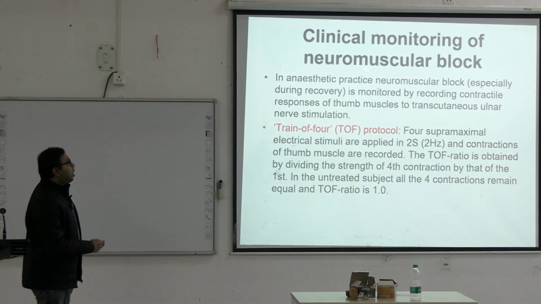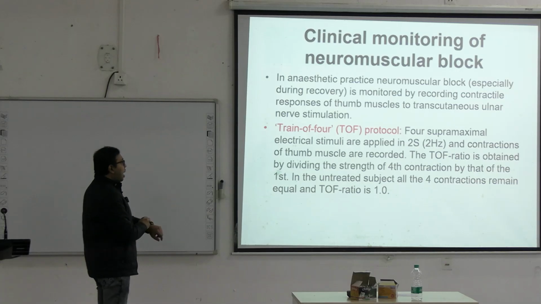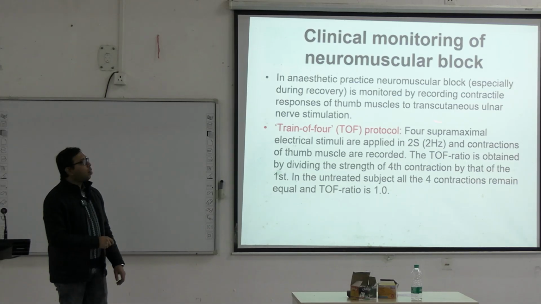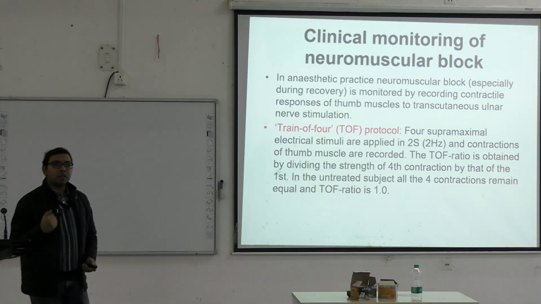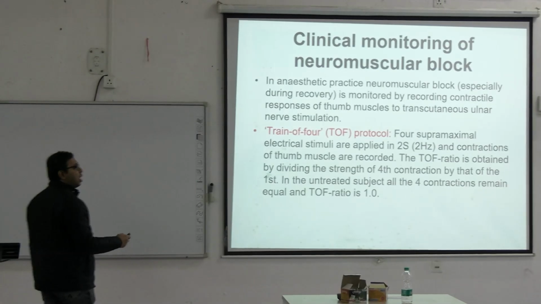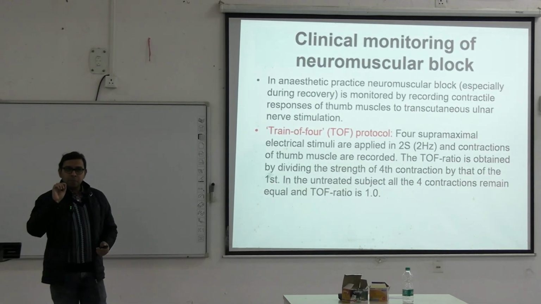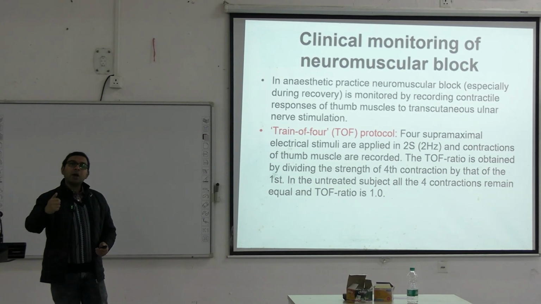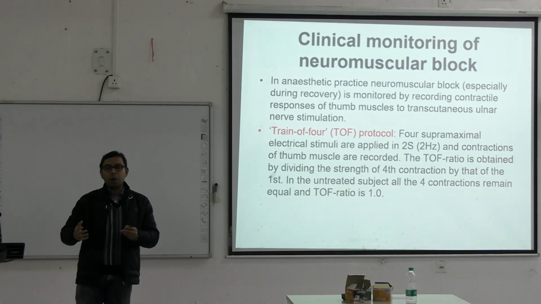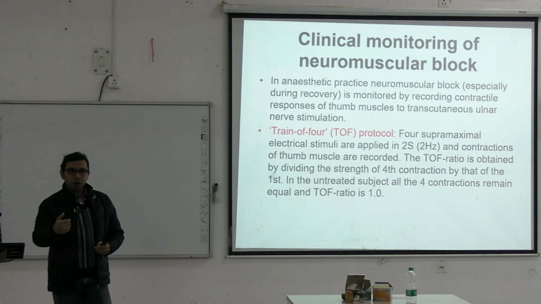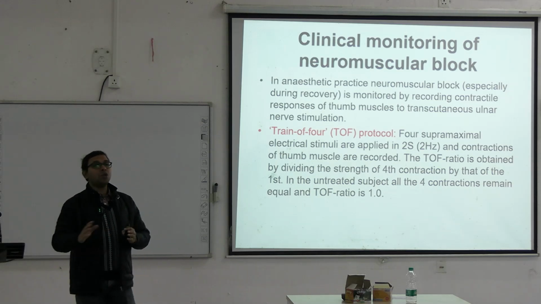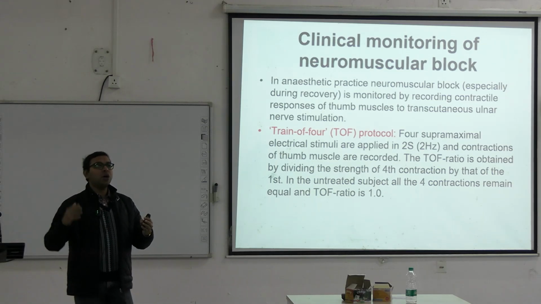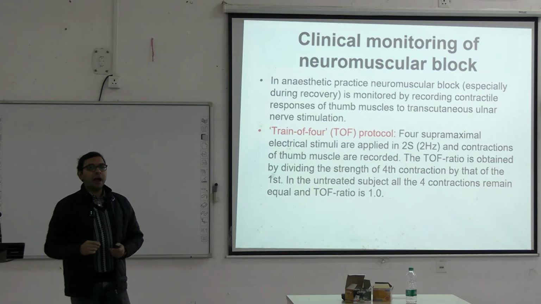Okay. So the clinical monitoring of the neuromuscular block. In anesthetic practice, neuromuscular block is monitored by recording the contractile response of the thumb muscle usually. Already you have seen the extraocular muscles or thumb muscles are affected first. So there are some protocols. We are giving some impulse and seeing whether the contraction of the muscle is back or not. After operation we give some impulse to see whether the muscle contraction is back or not. Accordingly we can say whether the muscle relaxant action has finished or is not finishing. So the anesthetist has to give some antidote.